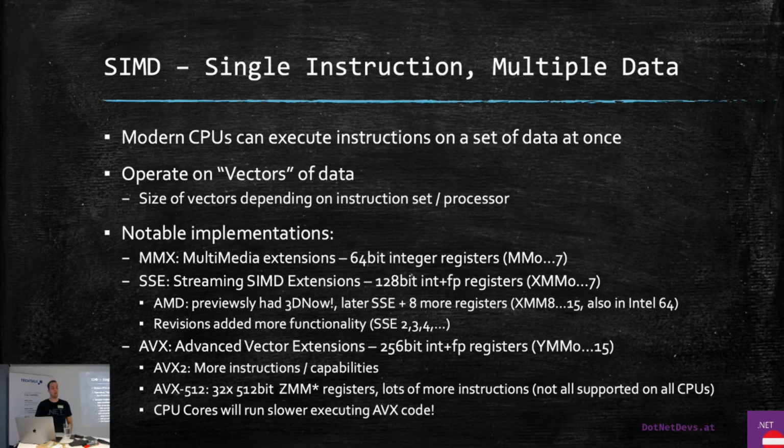Cloudflare tried to port their SSL, like TLS implementation, to AVX 512, and they figured out that they actually get less throughput than with AVX2. So let's see how that goes.